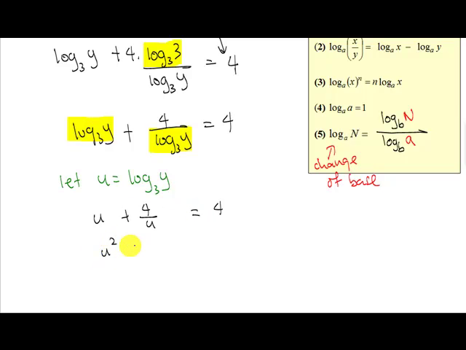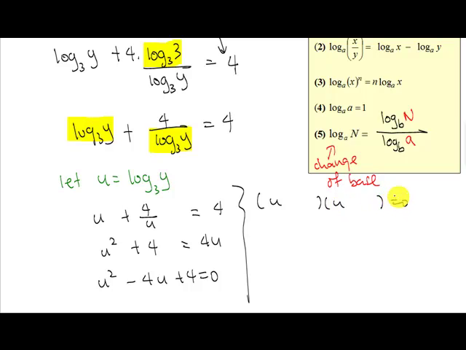Multiply the u throughout. I will have a quadratic equation. So u equals 2. Okay, but remember, what we are supposed to find is y, not u. So our u is log base 3 of y. I'll put back my u: log base 3 of y is equal to 2.